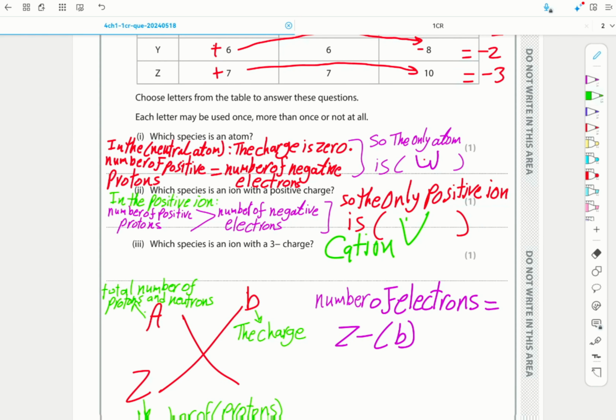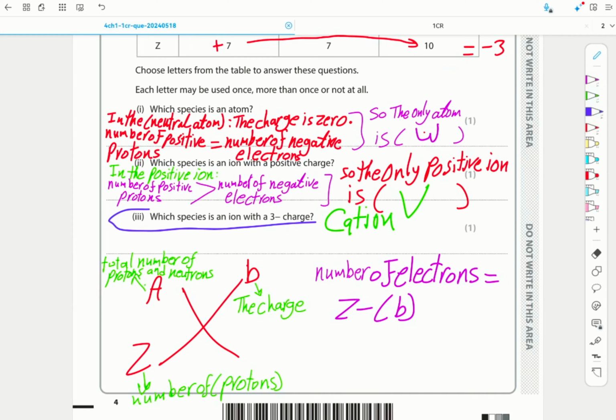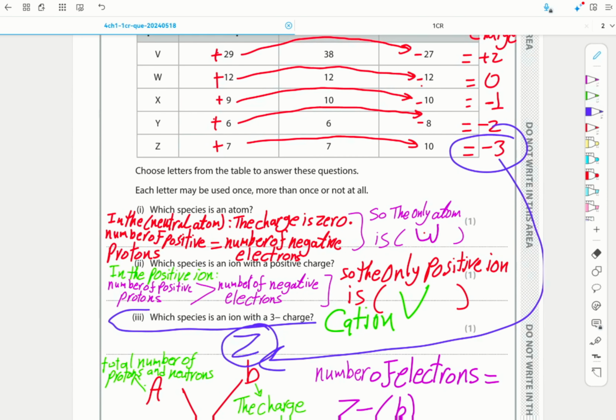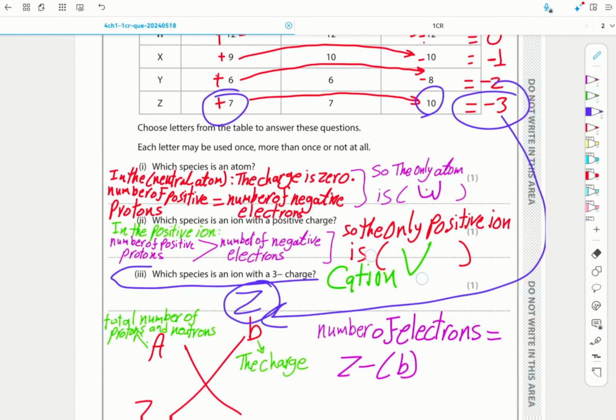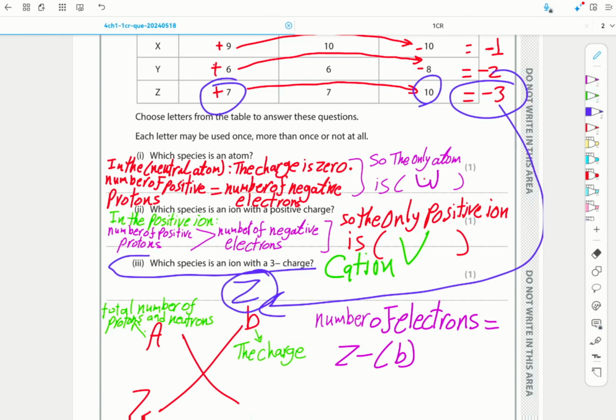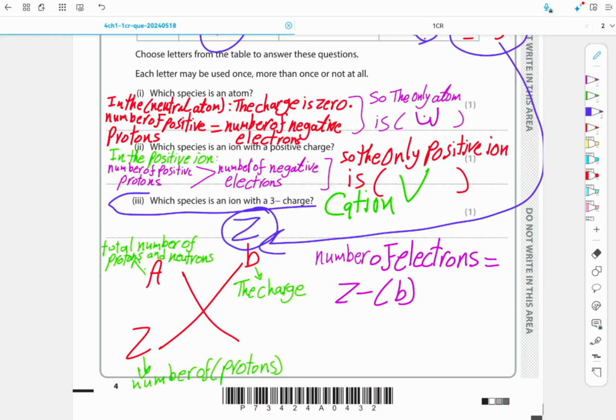Now, which species is an ion with a charge of -3? My friends, let's go back and see which is -3. Of course, it is Z, as you see here. How do we know? Because the number of negative electrons is higher than the number of positive protons by 3. So here we have 7 positive protons and 10 negative electrons, and the final charge is -3.